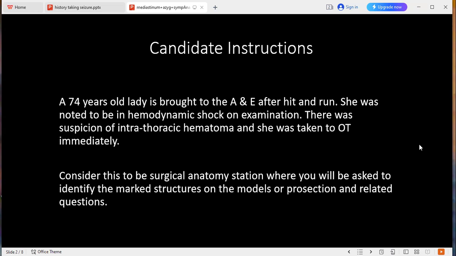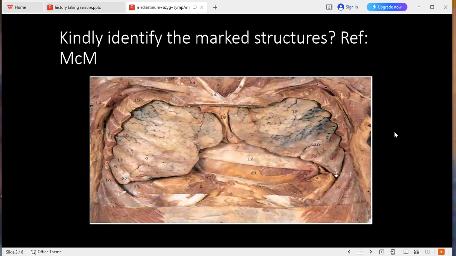All right. So if you've read and understood the surgical anatomy station, kindly please tell me what are you looking at? So this is a cut section of thorax from anterior view, and some thoracic viscera is there, both lungs and heart.